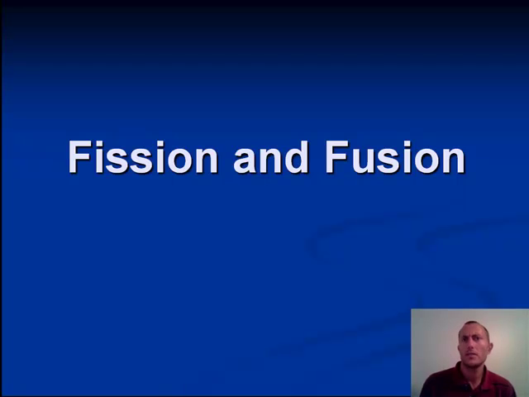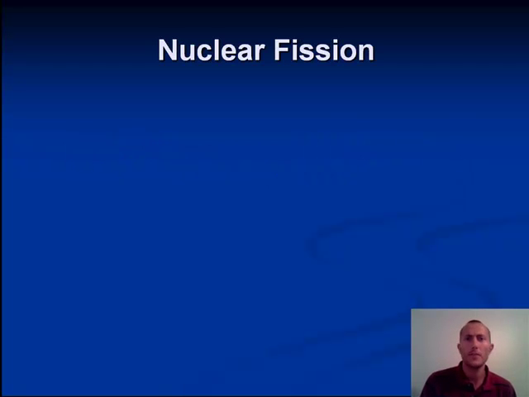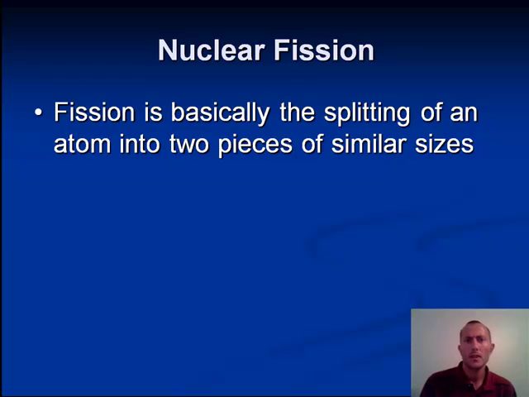In the second part of 7.3, we're going to talk about fission and fusion, which are two specific types of nuclear reactions that can be used to harness a significant amount of energy. First, let's talk about fission. Nuclear fission is when a large atom gets split up into two smaller pieces of roughly similar size.